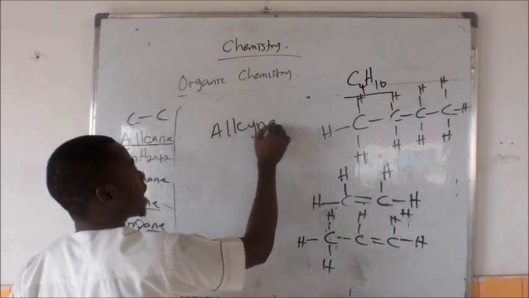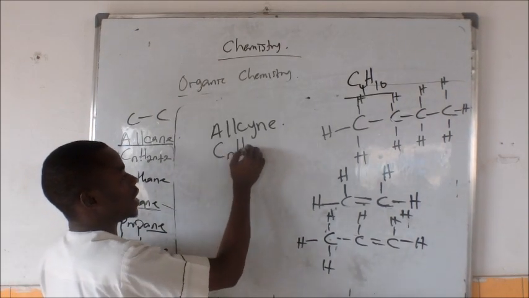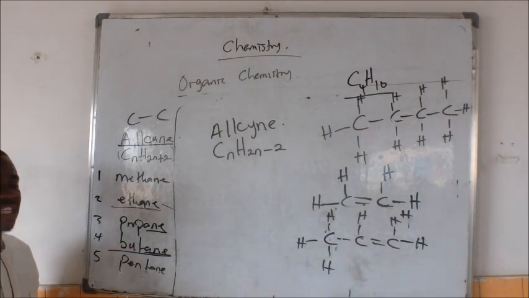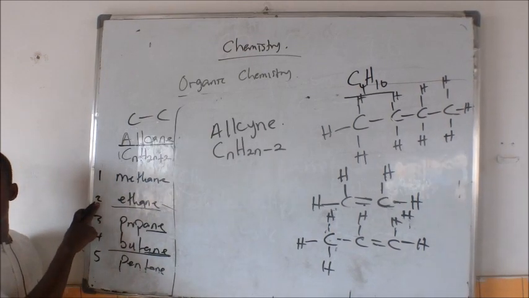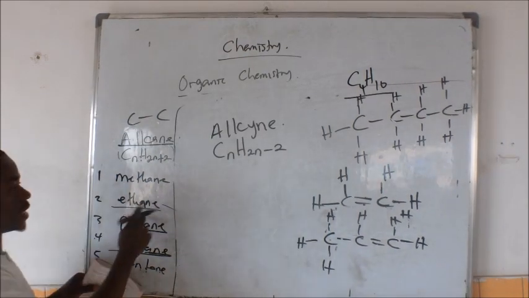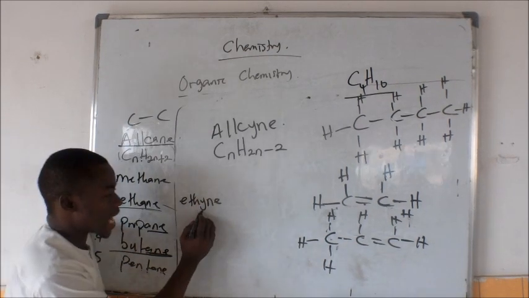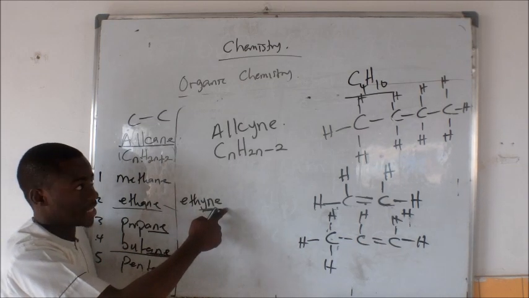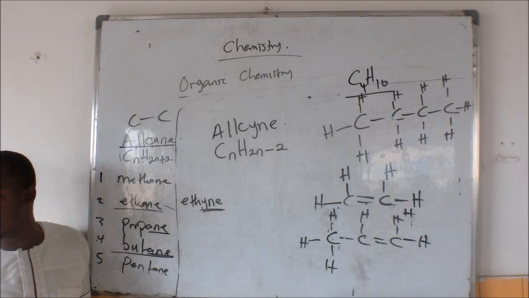Under alkyne, what is the general formula of alkyne? CnH2n minus 2. Okay? The first member under alkyne also starts from n equal to what? n equal to 2, which is ethyne. Okay? If you look at the last 3 letters, it's ending with what? YNE. So that means it is under the alkyne family, alkyne group. Are we following?